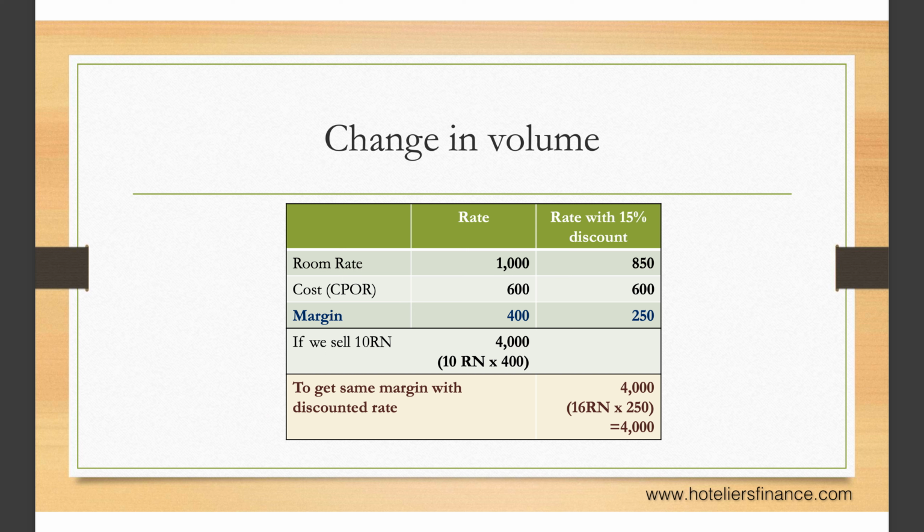Earlier if I sold 10 rooms, I made 4,000, 400 times 10. But now, because I reduced the rate by 15%, I get a margin of 250 only, which means to make the same 4,000, I have to sell 16 rooms. So when I go for the volume strategy and reduce my rate, I have to sell more. Instead of 10 rooms, I sell 16 rooms to make the same money. But I'm selling at a lower price, which means I can capture a bigger market, a different market.